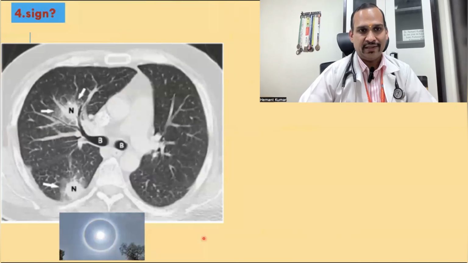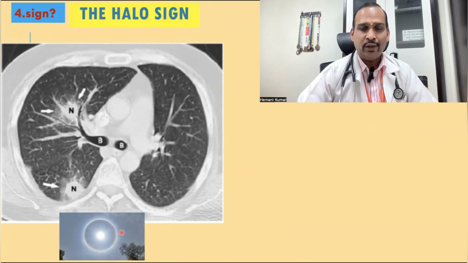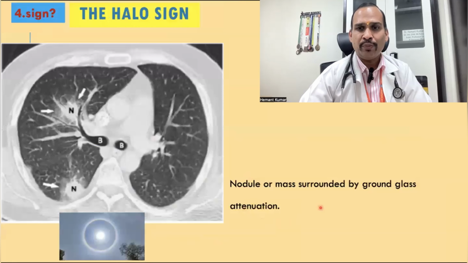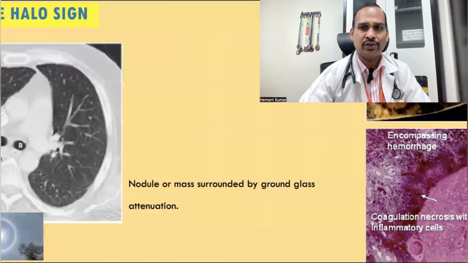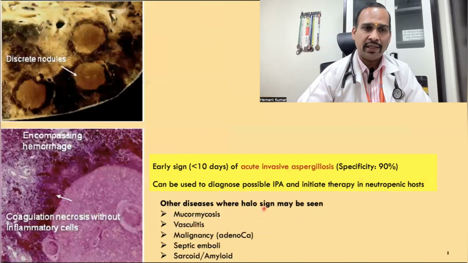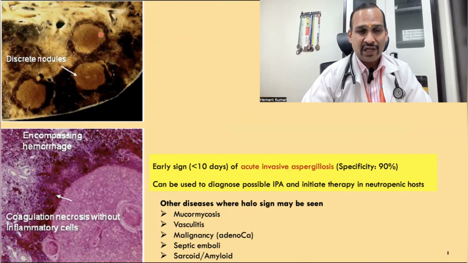Now coming to the fourth sign. What is this sign? This is a common sign, and this is the clue. This is the halo sign. Halo sign is when there is a radiolucent opacity in the center surrounded by a ground glass appearance. So this is a nodule or mass surrounded by ground glass attenuation. If you see the halo sign, there is granuloma formation and surrounding hemorrhage. This is coagulation necrosis. It causes hemorrhage.